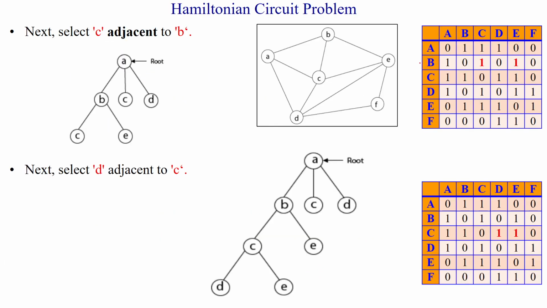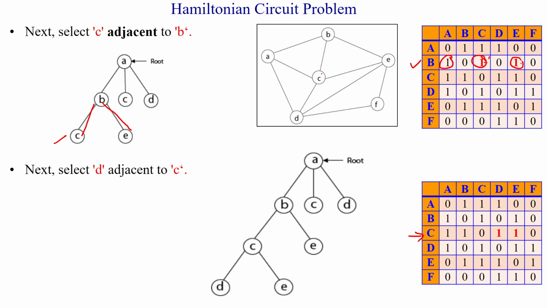Now for b we have three adjacent vertices a, c and e. From this, a is already visited, no need to visit again. So c and e are the choices. From c and e, as per alphabetical order, we are going to select c as the adjacent vertex. Now c is going to be explored.